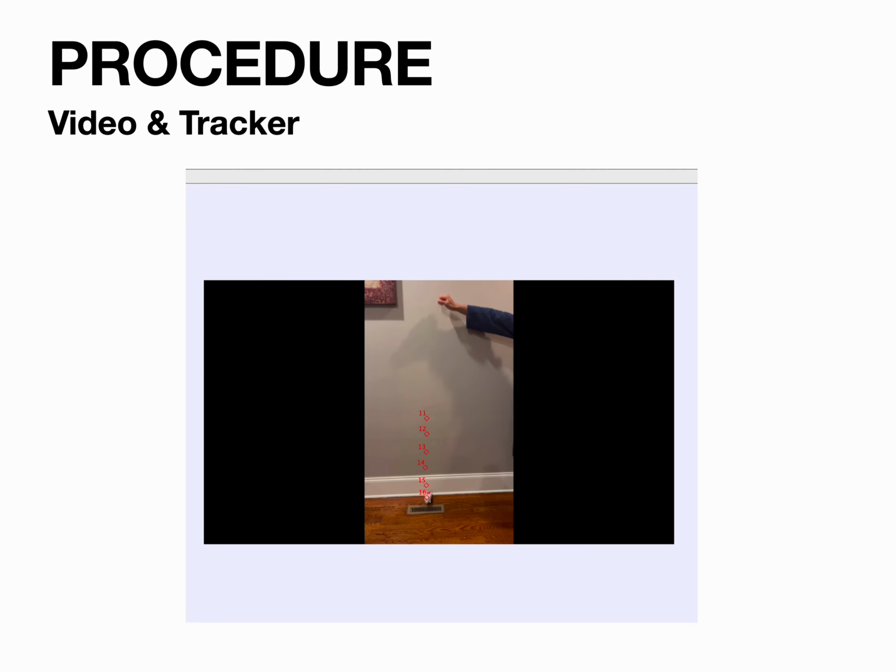First part of the procedure, for the video and Tracker. The video was taken and uploaded to Tracker, the tracker tools were then used to analyze the video, and data was collected for time and position, and that data was added to a spreadsheet.